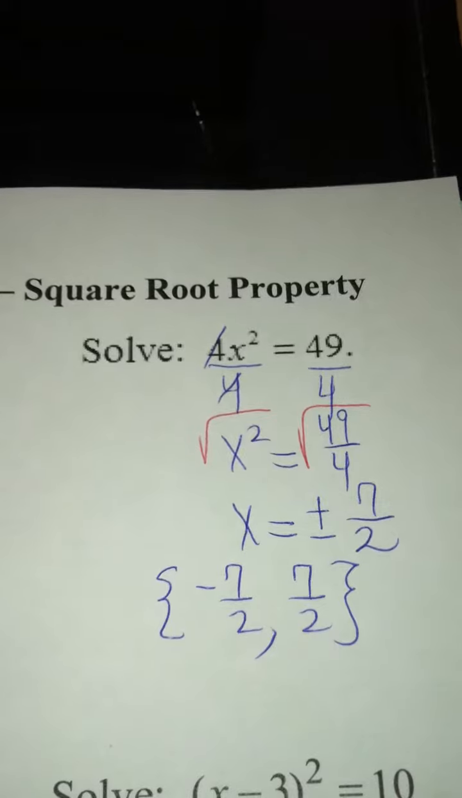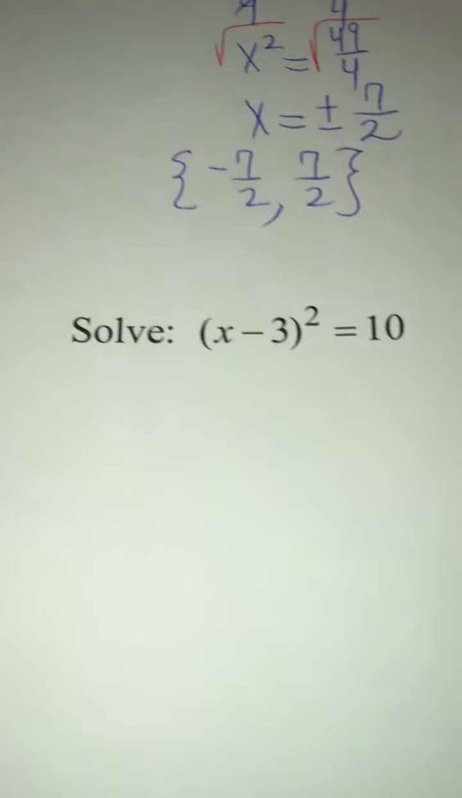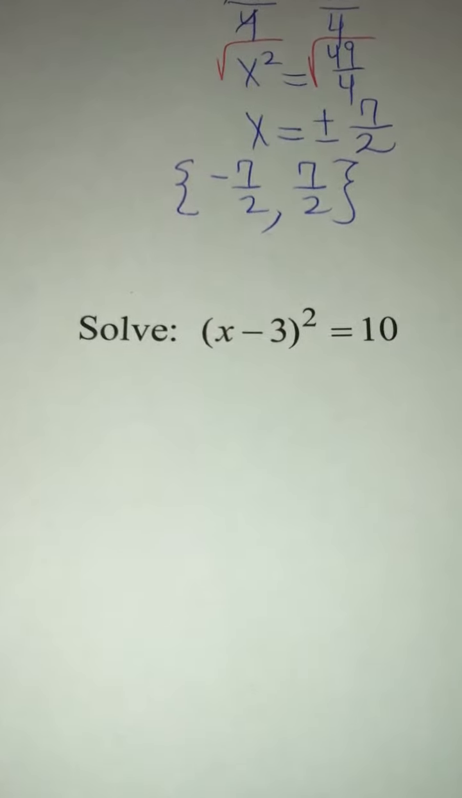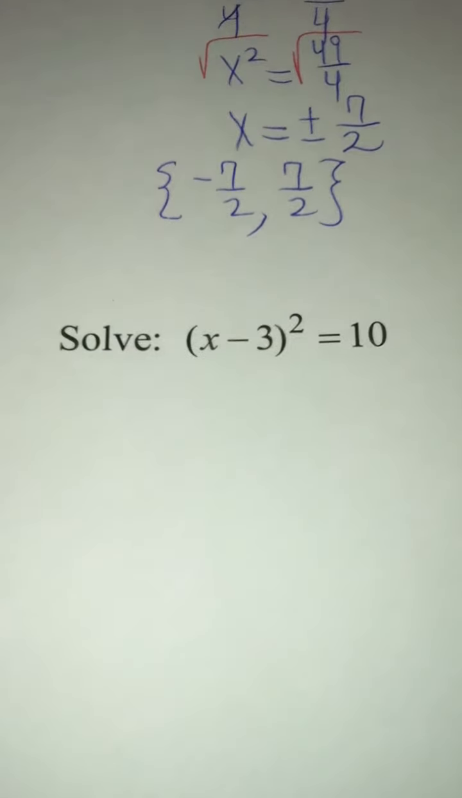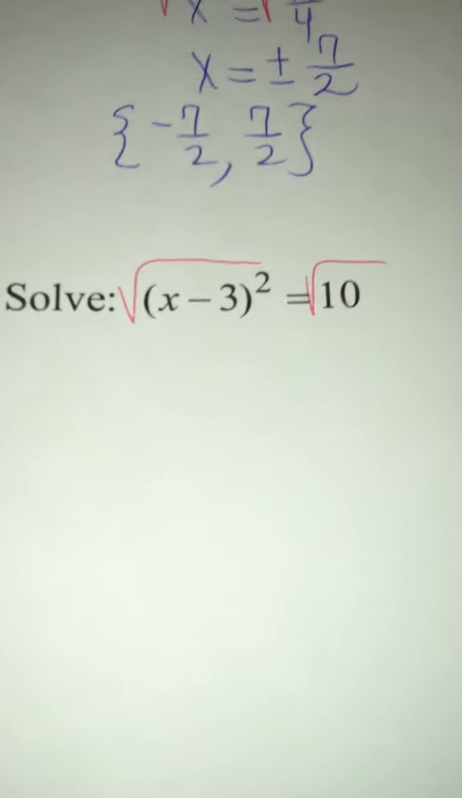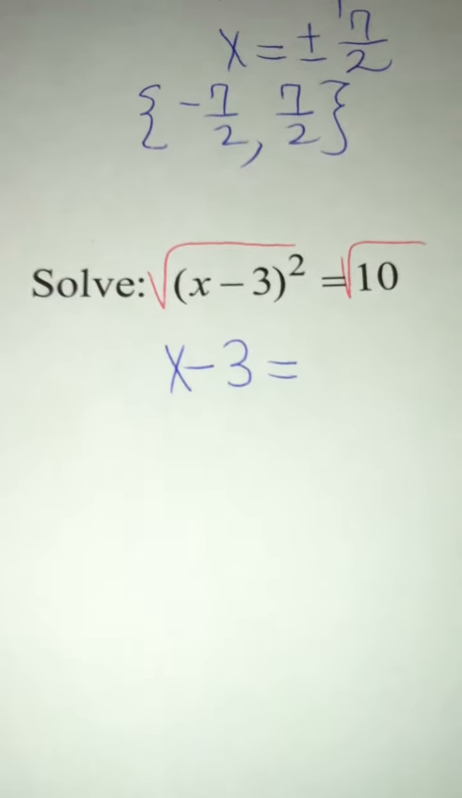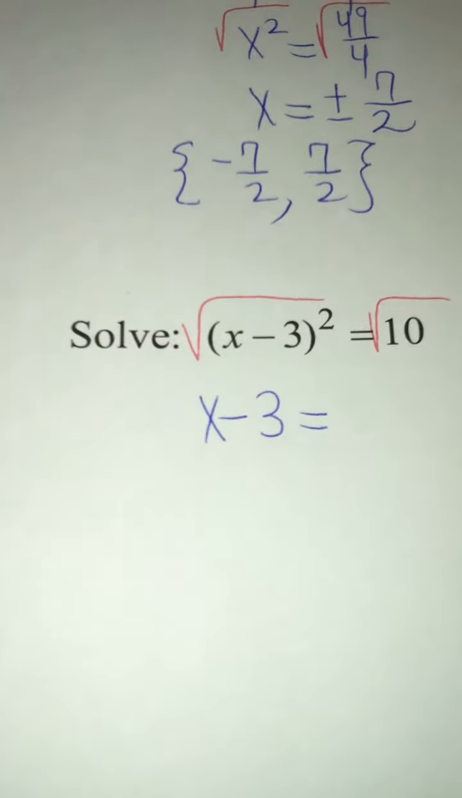Let's look at the next example. Example 2, we need to solve for x. The first thing is to get rid of the exponent. To do that, take the square root of both sides. Left-hand side, we're just left with plain x minus 3. The right-hand side cannot be simplified, but you need to put the plus and minus symbol in front of the radical.